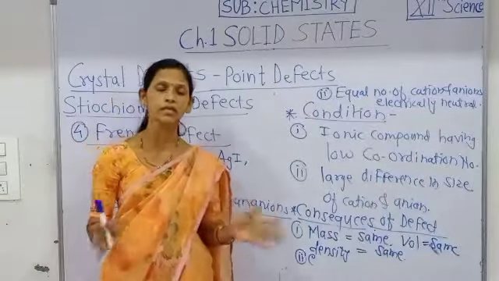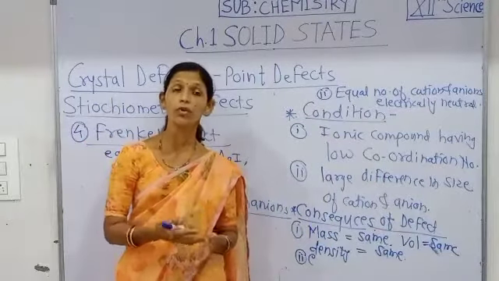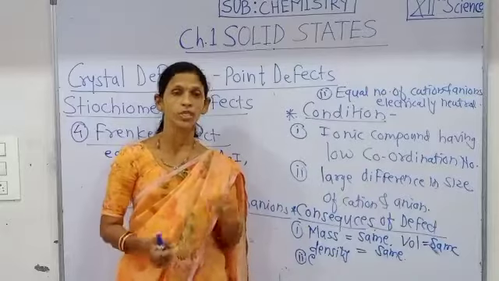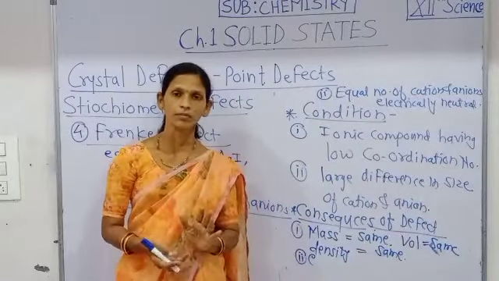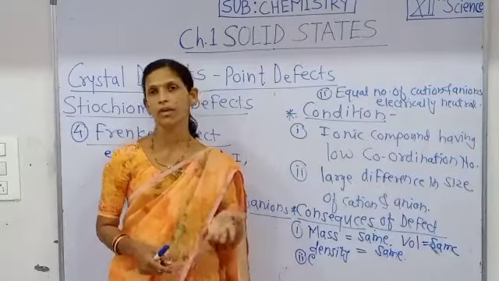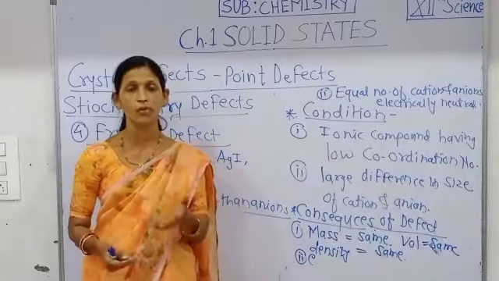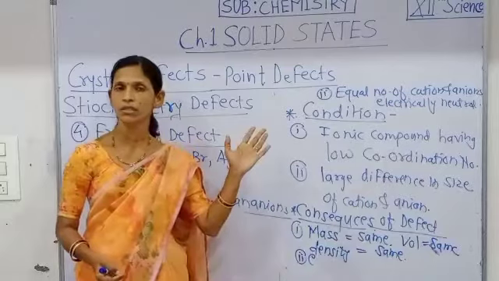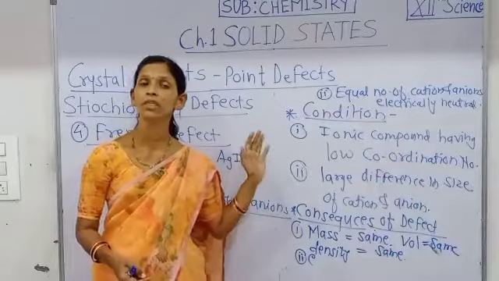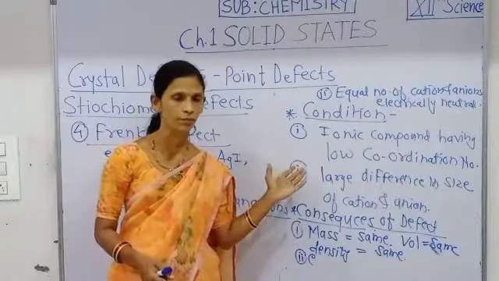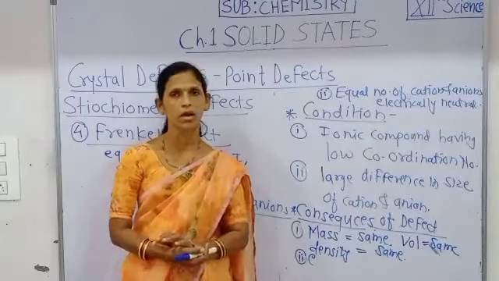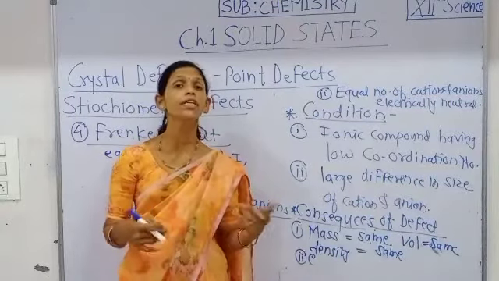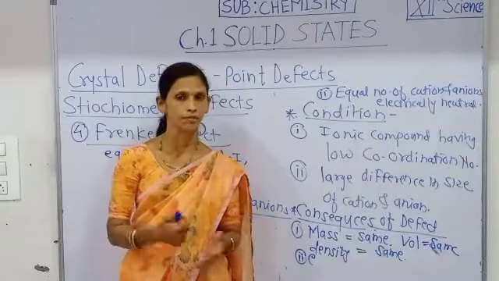That is about the four different types of stoichiometric defects. Then you will solve the examples from the exercise related to those concepts. In the next lecture we will discuss impurity defects and their types.